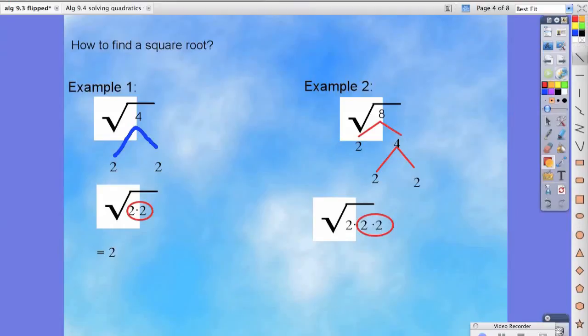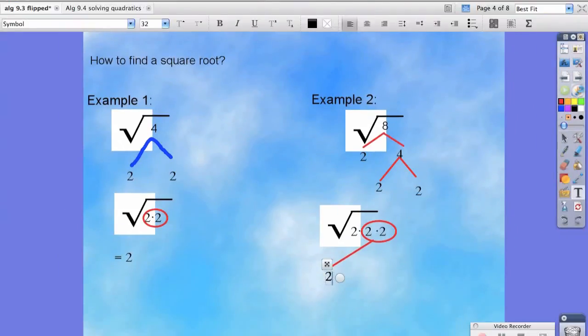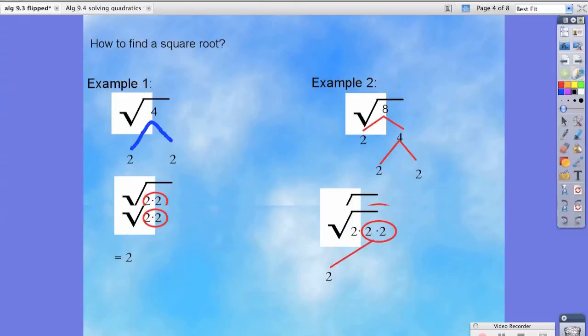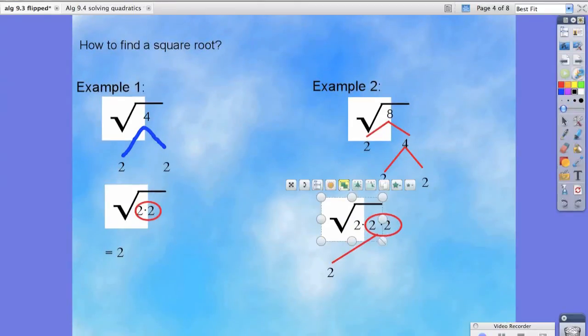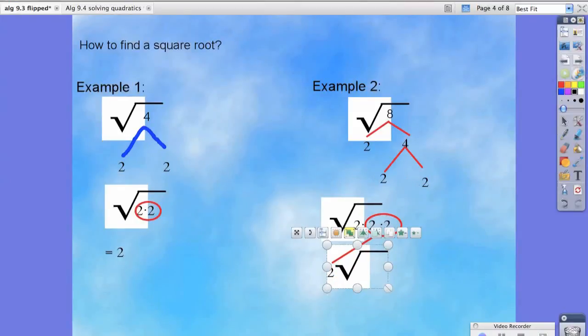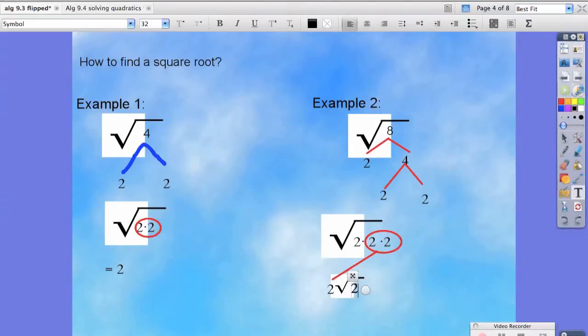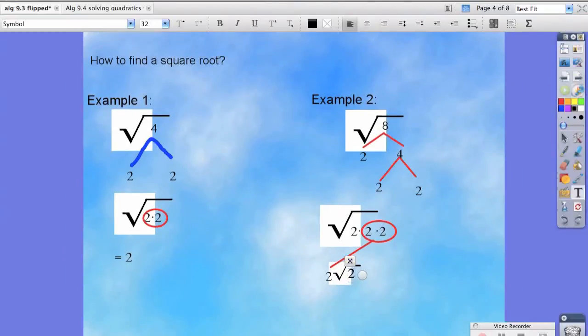Now we can pull that out and write down just one 2, so we can pull it out of the square root sign. That's the whole purpose. We can pull it out of the square root sign and just write it down. And if we look back at our square root sign, there is still a 2 left inside. So we just carry it over. So our final answer would be 2 square root 2, because this 2 was left over, and that's your answer.